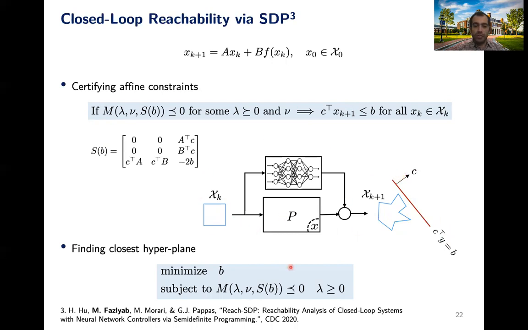So here we are doing verification from step k to step k plus 1. We are assuming that the reachable set has already been computed at time k, and we are going to verify the next reachable set. Similar to the previous slides, we can also do reachability analysis and find the closest hyperplane by minimizing the offset b, and we can continue this process to find the reachable sets.